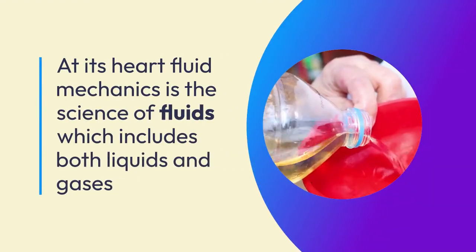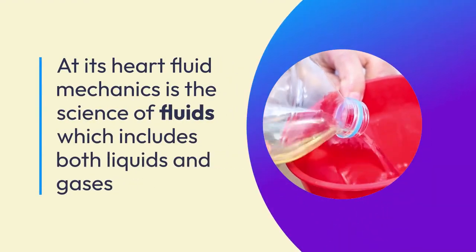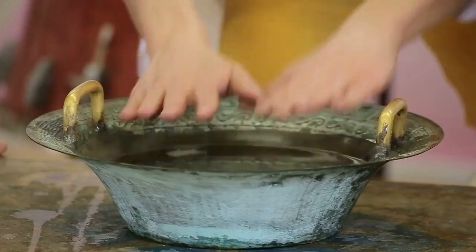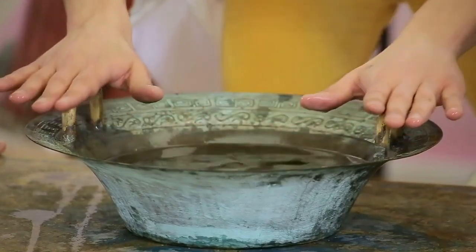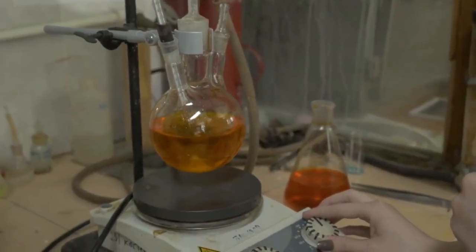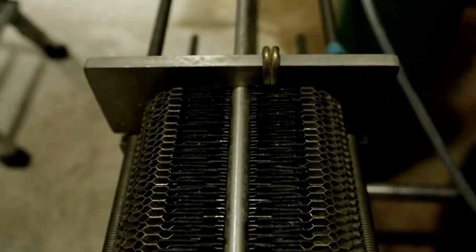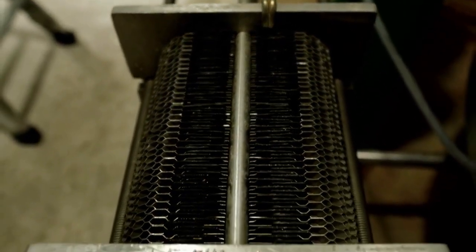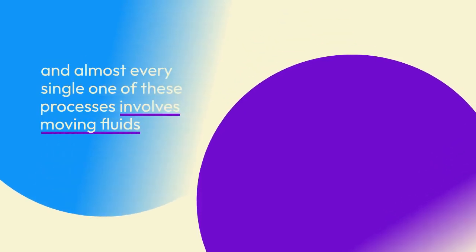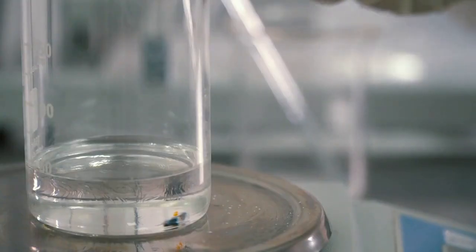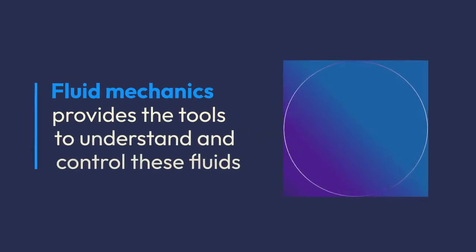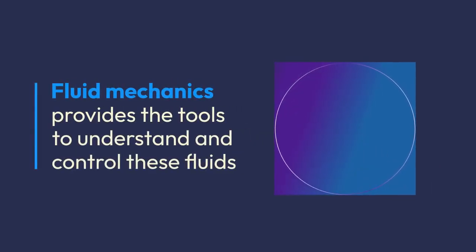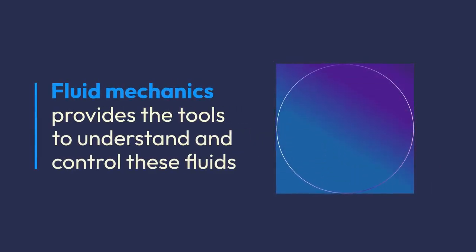At its heart, fluid mechanics is the science of fluids, which includes both liquids and gases, and how they behave when they are at rest or in motion. Chemical engineers are essentially process designers. They create systems to transform raw materials into valuable products, and almost every single one of these processes involves moving fluids. That's the connection. Fluid mechanics provides the tools to understand and control these fluids.